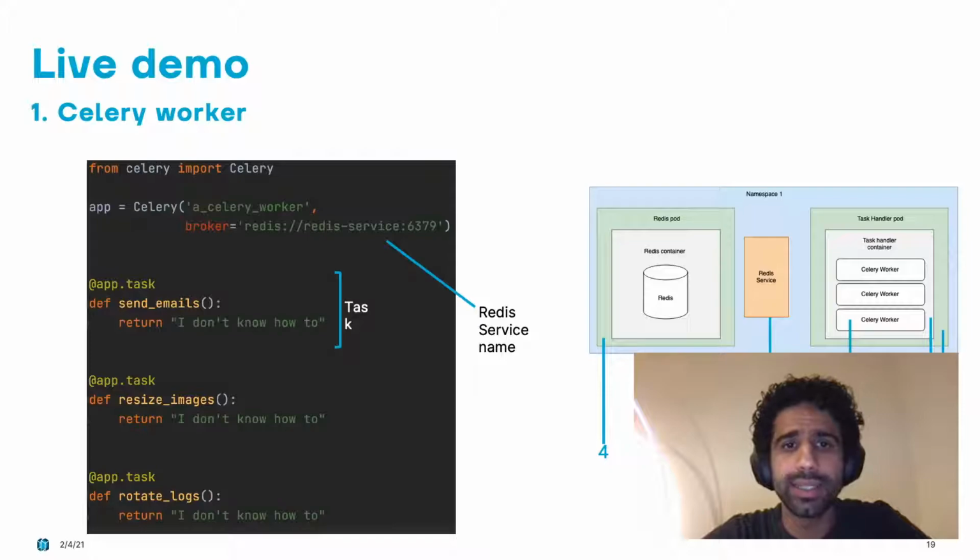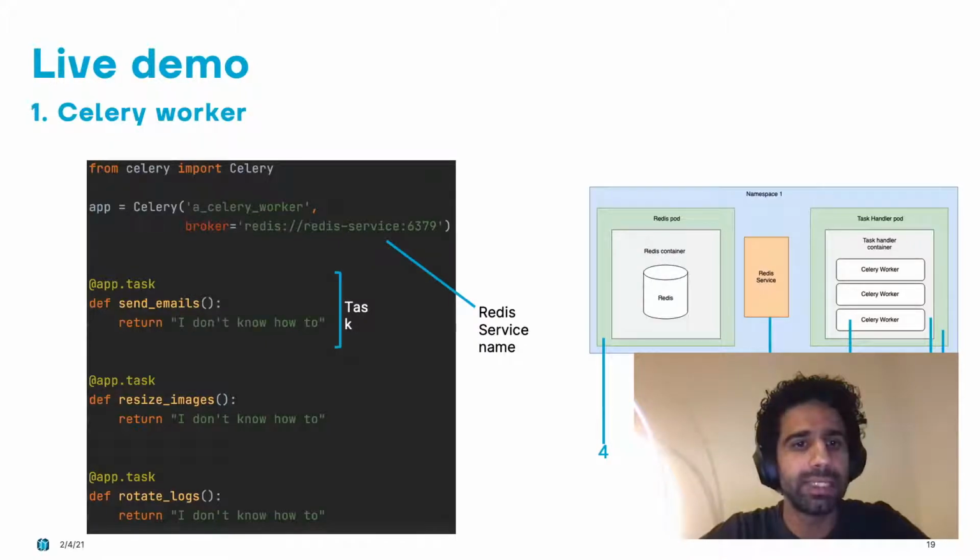And this thing you see, Redis-service, that's the name of the service itself. So the big yellow box, Redis service, I just refer to the Redis service by name, and Kubernetes will do the job of resolving it to an actual pod. So this is the aforementioned magic that I talked about. And then here I have 3 tasks.